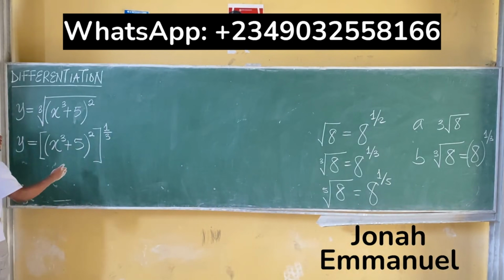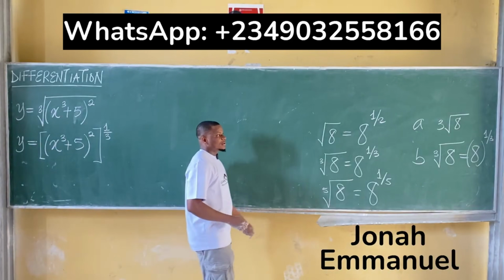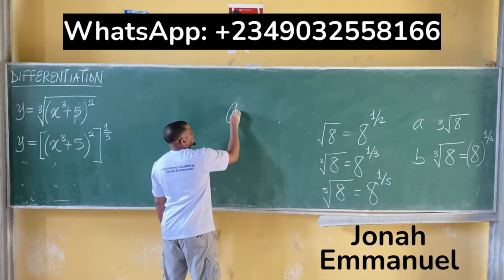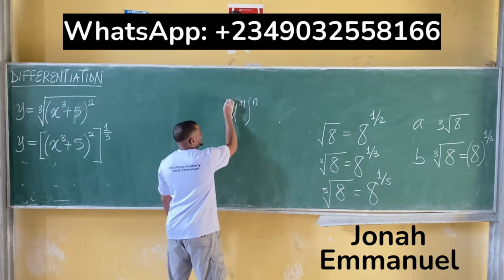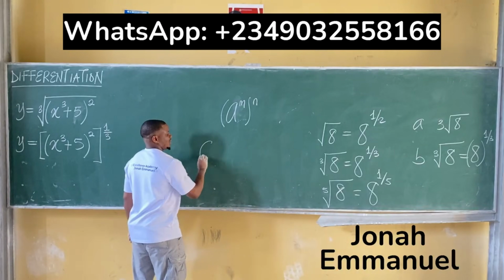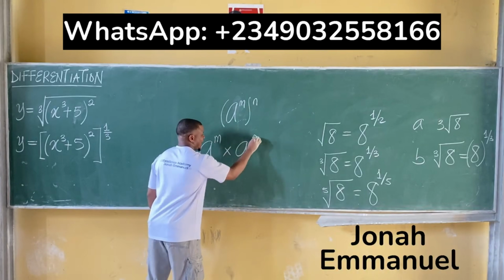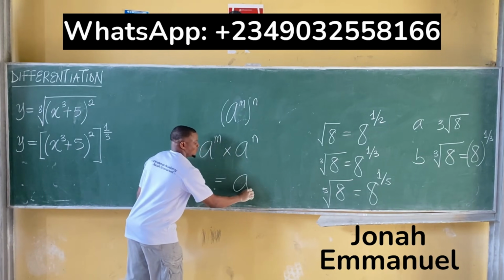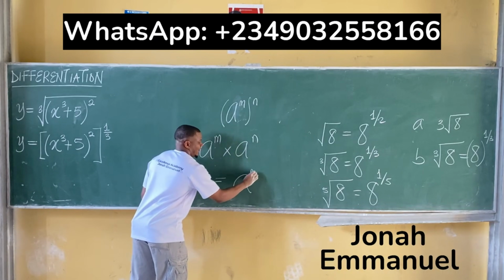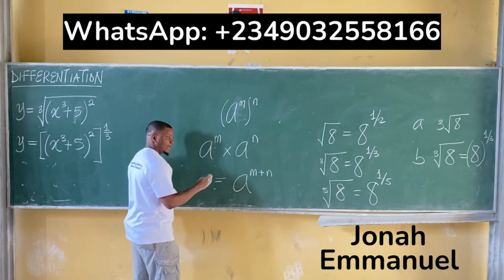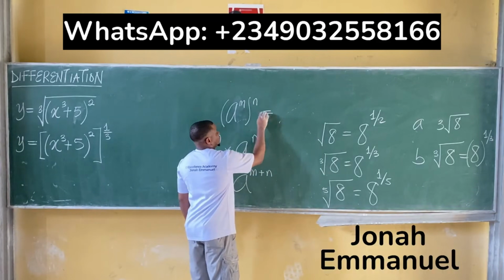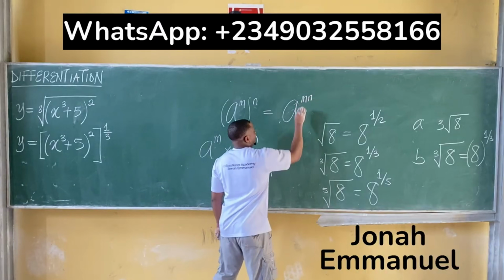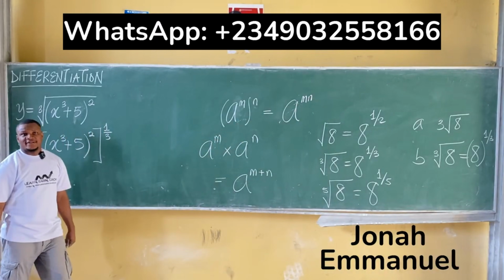At this juncture, of course, in indices, there's something called the product power law, where you have a to the power m, all to the power n. This is different from a to the power m times a to the power n. Are we aware? This one, same base multiplying, we say add their powers: m plus n, not m times n, m plus n. In this case, when the power is raised to a power, it becomes a to the power m times n, mn. Please look at the difference.